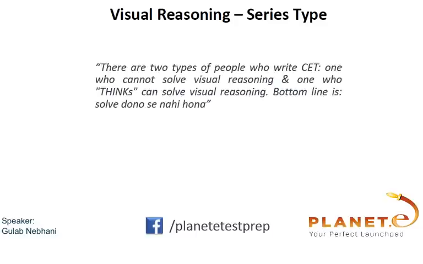There are two types of people who write CET. One who cannot solve visual reasoning and one who thinks can solve visual reasoning. Bottom line is, solve दोनों से नहीं होना.